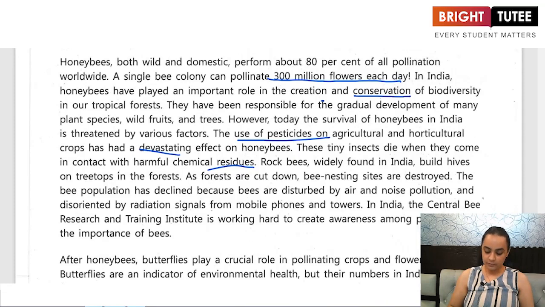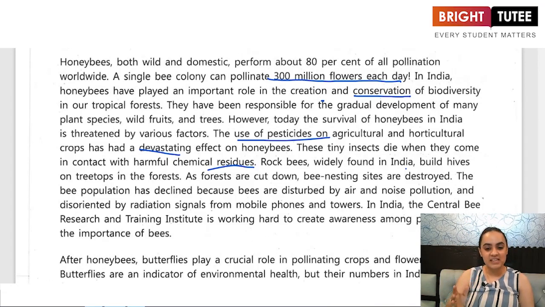Rock bees, widely found in India, build hives on treetops in the forest. As forests are cut down, bee nesting sites are destroyed. The bee population has declined because bees are disturbed by air and noise pollution and disoriented by radiation signals from mobile phones and towers. So, the rock bees, which are widely found in India, used to build their nests on the top of the trees. But now that the trees are being cut down, obviously it is very difficult for them to find a place to build their nests.